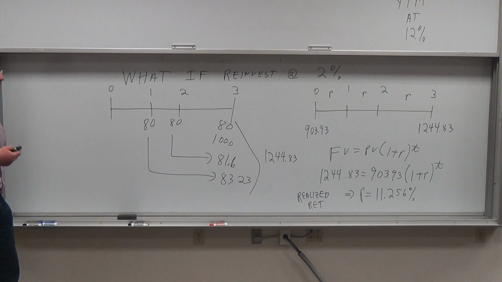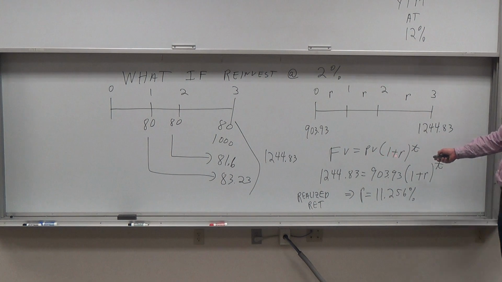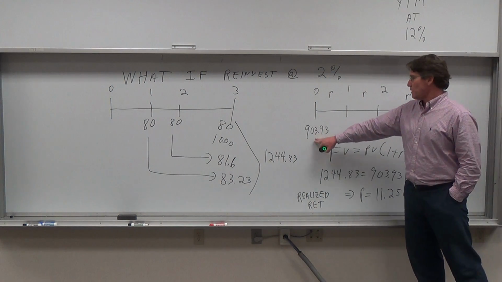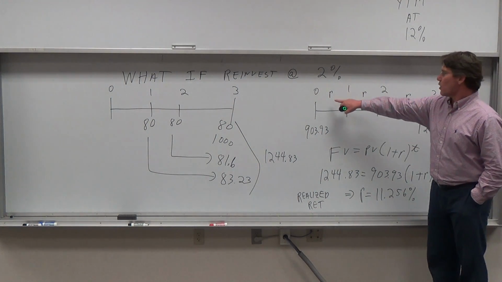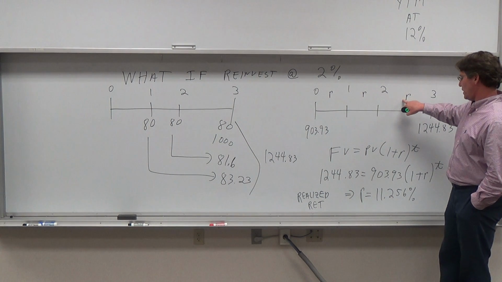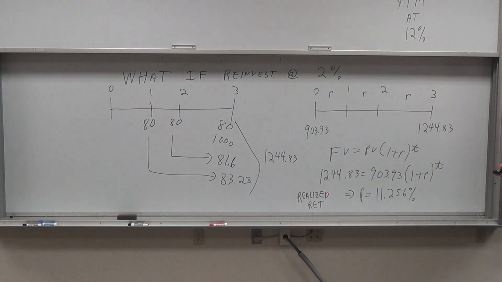What return do I actually get on my investment? Well, let's go back to the calculation we just did. Future value is present value times 1 plus r to the t. My future value is 1244.83. My present value is 903.93. What must r be equal to for 3 years for these to be equal? In other words, I invest $903.93 for 3 years, it grows to $1244.83. What must my return be each year for this $903.93 to grow to $1244.83? When we calculate the realized return, it's 11.256%.